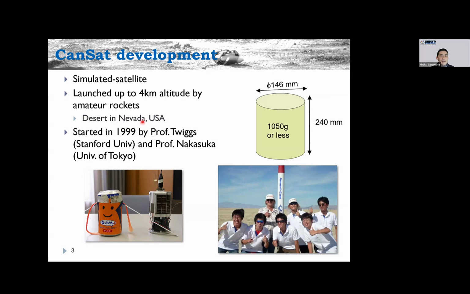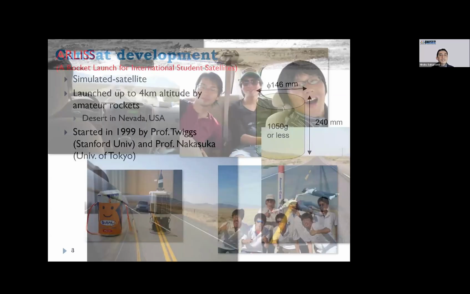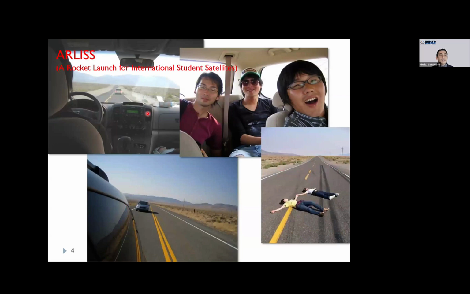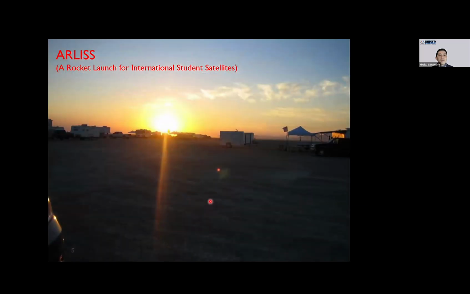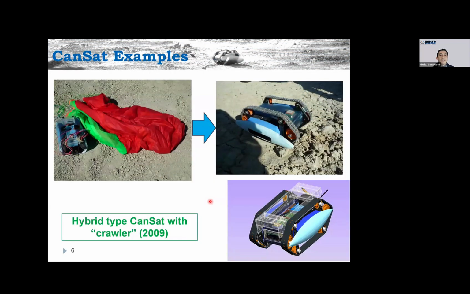Okay, so I think many of you know our CANSAT. Originally CANSAT was 300 gram, 350 gram. But recently, especially in Japan, we built a 1 kilogram open class CANSAT. And many Japanese students visit the Nevada desert to launch the CANSAT early. Almost 100 students visit the Nevada desert.